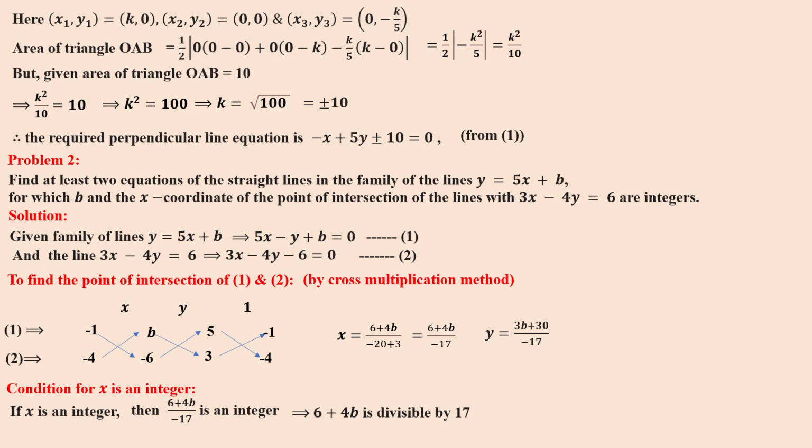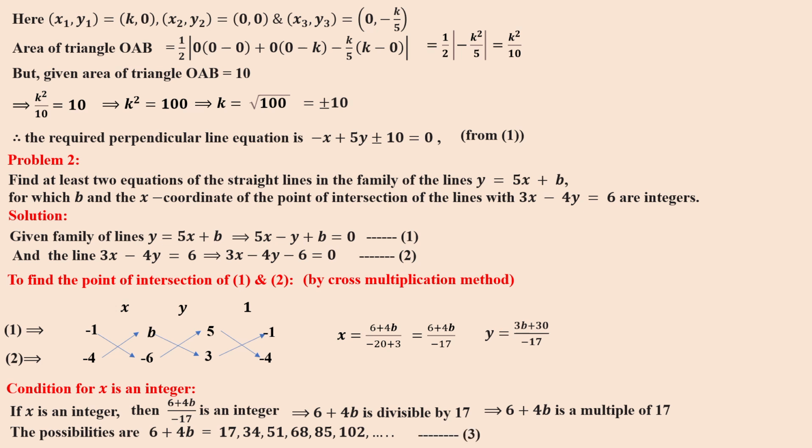Suppose we have 17 by -17 or -17 by -17, then you will get 1 or -1, or 2 into 17 by 17. So 6 + 4b is a multiple of 17: 17, 2 into 17, 3 into 17, 4 into 17, all divisible by 17. So the possibilities are 6 + 4b equal to 17, 34, 51, 68, and so on. That is the third equation.